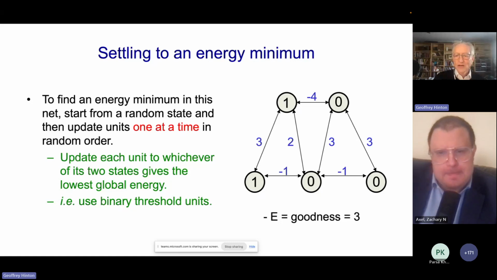Now, we could update the states of the network by picking a neuron in the network, like that one, for example. And we could now ask, what's the total input to that neuron? Well, in this network, I haven't put in any biases. So the total input is whatever it gets from other active neurons. So it gets an input of -4 from the active neuron it's connected to. The other neurons it's connected to are off. So its total input is -4. So it will just stay in the same state. It'll stay at 0. And the goodness is still 3.